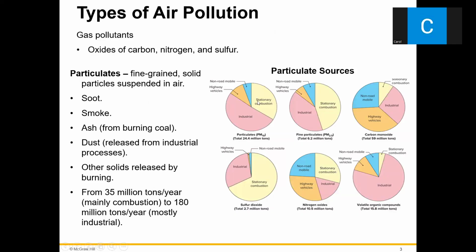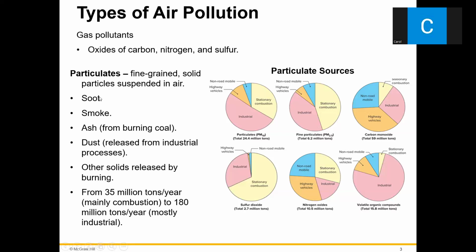Types of air pollution. Here's a graph showing particulate source. Let me start with particulates. Particulates are pretty much like dust. It's physical, you can see it. Well, you can see smog too, and that's a gas. But you think dust, and soot. So here we have mostly industrial and vehicles, combustion. The nitrous oxides, we call them NOx, non-road mobile, whatever that means.